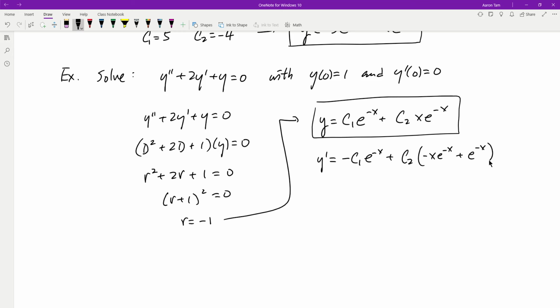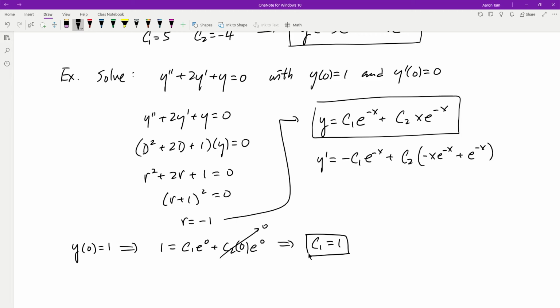I could clean this up a little bit, but I'm just going to leave it the way it is for now, and plug into my initial conditions. So y of 0 equal to 1 tells me that 1 equals c1 plus c2 times 0 e to the 0. If you plug in 0, you have e to the 0 plus c2 times 0 times e to the 0, so that goes away to 0. Therefore, we know c1 equal to 1 directly, which is pretty good.